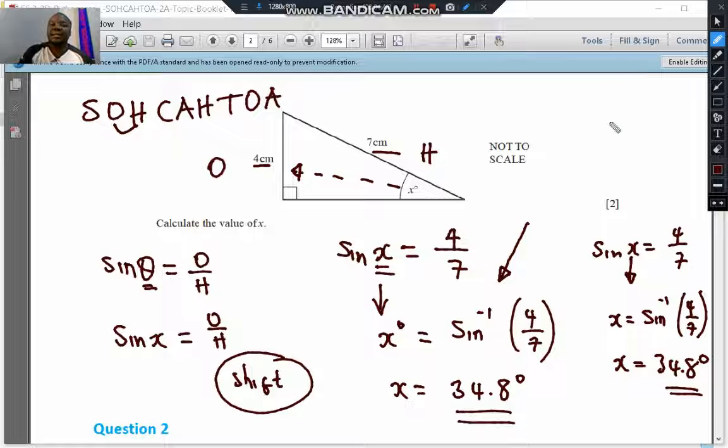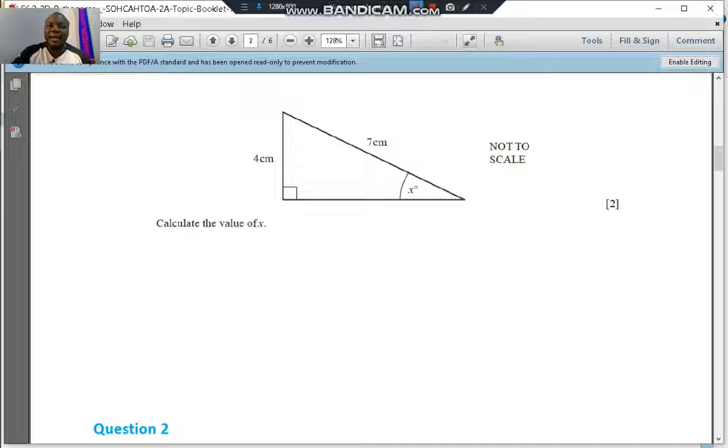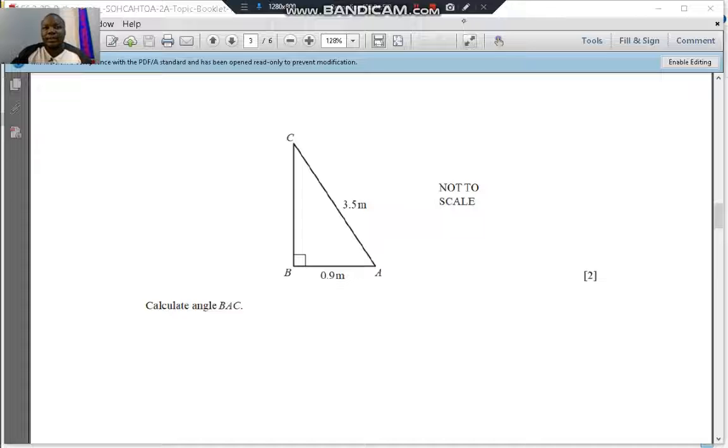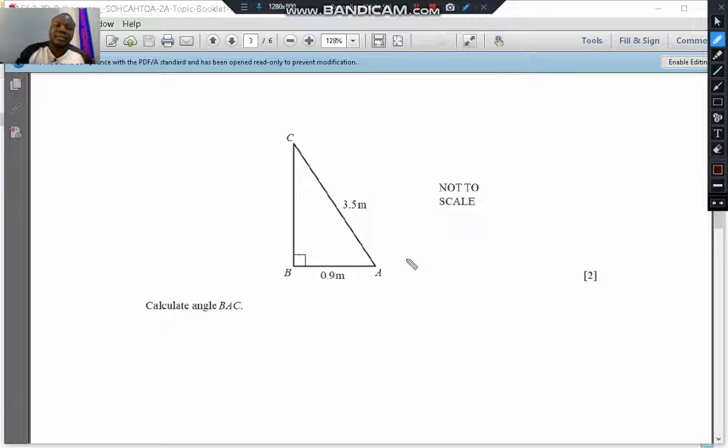So guys, let's look at the second example and see how we can use these trigonometric ratios. Okay guys, so this is our second example. We've been given this triangle here, and the question is 2 marks. It's a very simple concept to take note of.